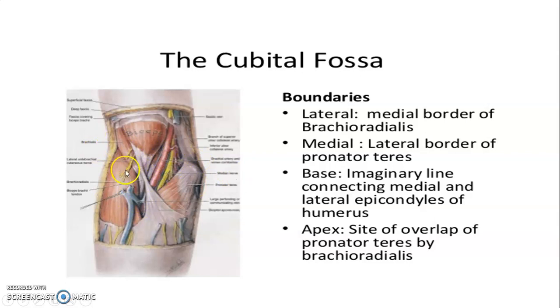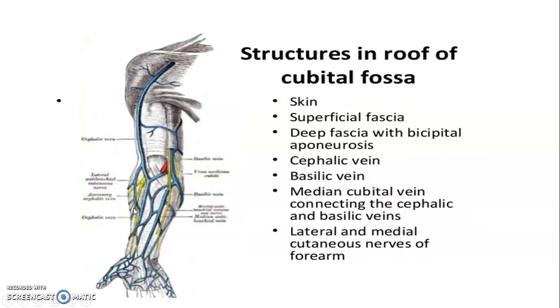So laterally, medial border of brachioradialis, medially, lateral border of pronator teres, and the base is by an imaginary line that is connecting the lateral and the medial epicondyles. So the apex is where the two overlap, where you have pronator teres and brachioradialis overlapping. So that forms the apex of your cubital fossa.